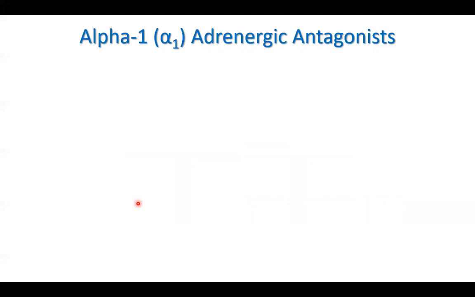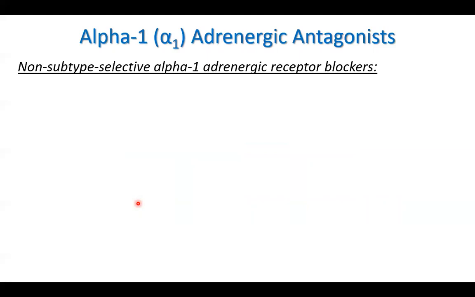So alpha-1 adrenergic antagonists are blockers. You have non-subtype selective ones, those which act on all subtypes of alpha-1 receptors. They are prazosin, doxazosin. I have written two names, but there are many others like prazosin as well. You might see that name commonly.